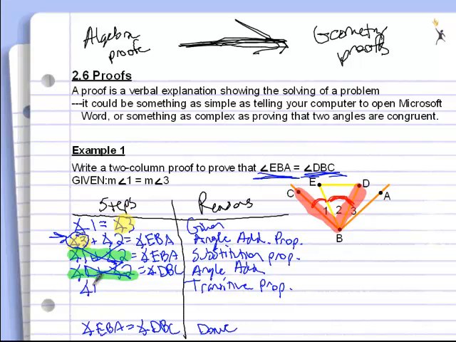Angle EBA equals angle DBC. And again, I use the transitive property. Well, if I look, that's exactly what I wanted to prove from the start. So I'm done.